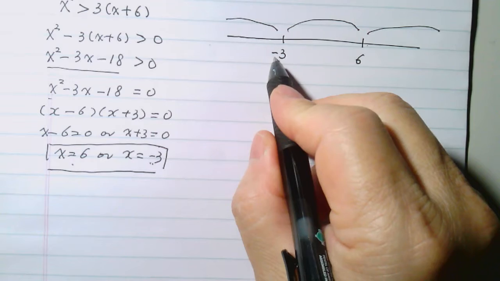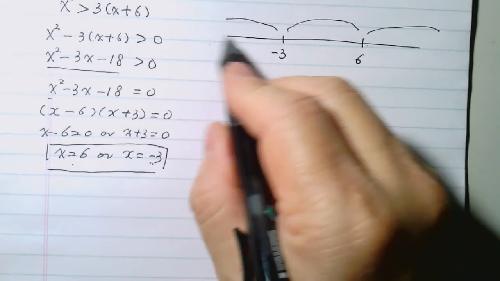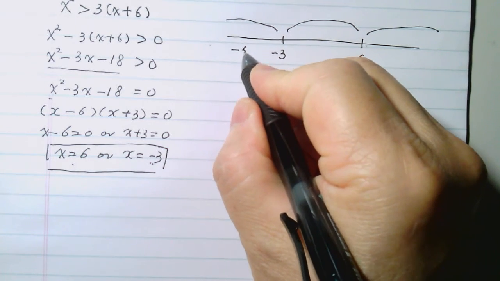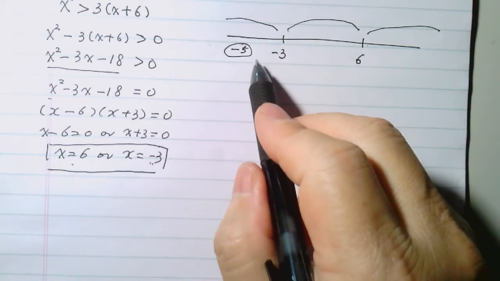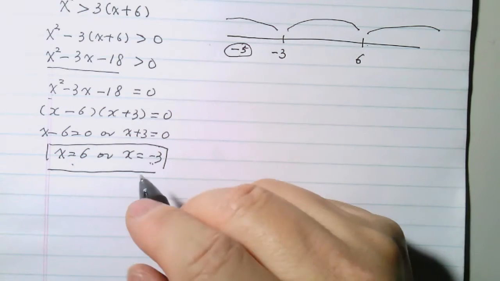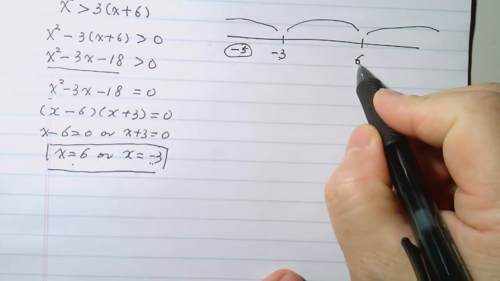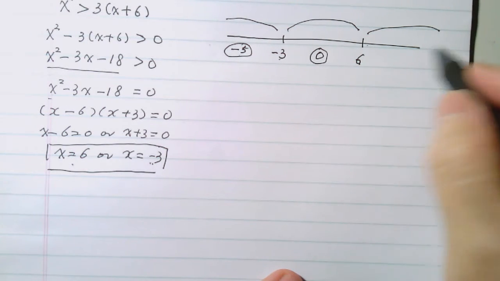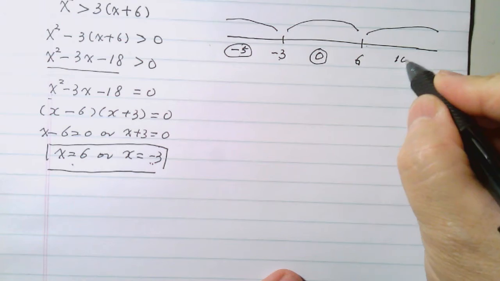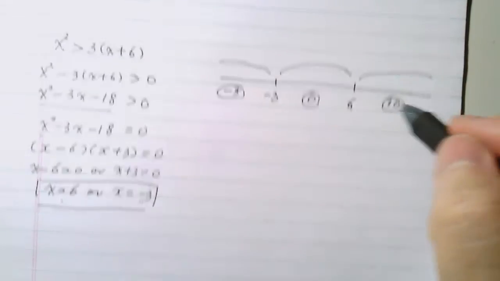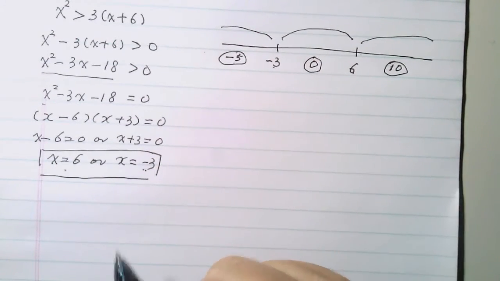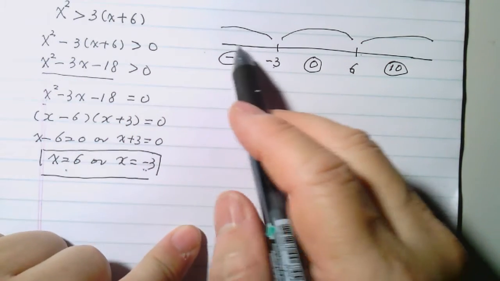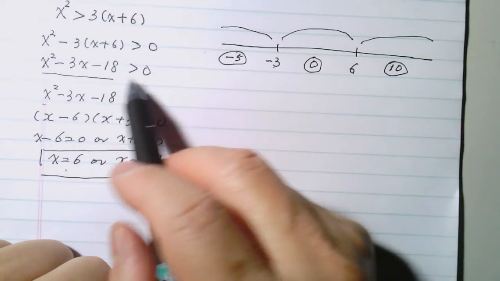So let's take a look here. In the interval from negative infinity to negative 3, I choose negative 5. That's the number I'm going to test for this interval. Between negative 3 and 6, I choose a simple one, which is 0. And for 6 and beyond, say I choose 10. You can choose any number in that interval. So now I test.